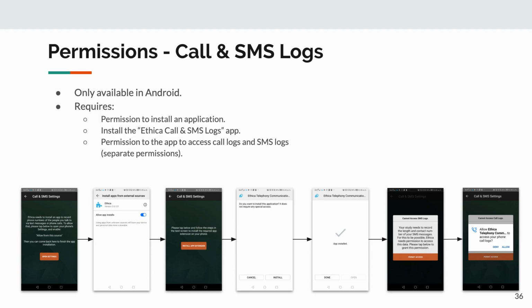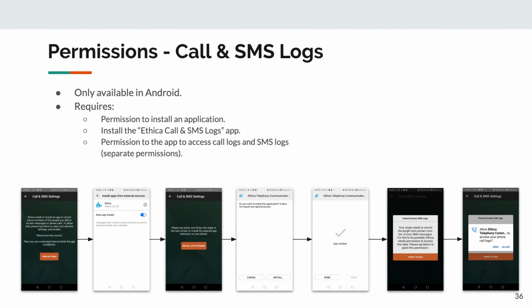When they press done, they go back to the app, and it says, okay, now give us the permission to capture SMS logs. And then when they press permit access, Android asks, this app wants to access your SMS logs. Would you allow it? They say yes or no.